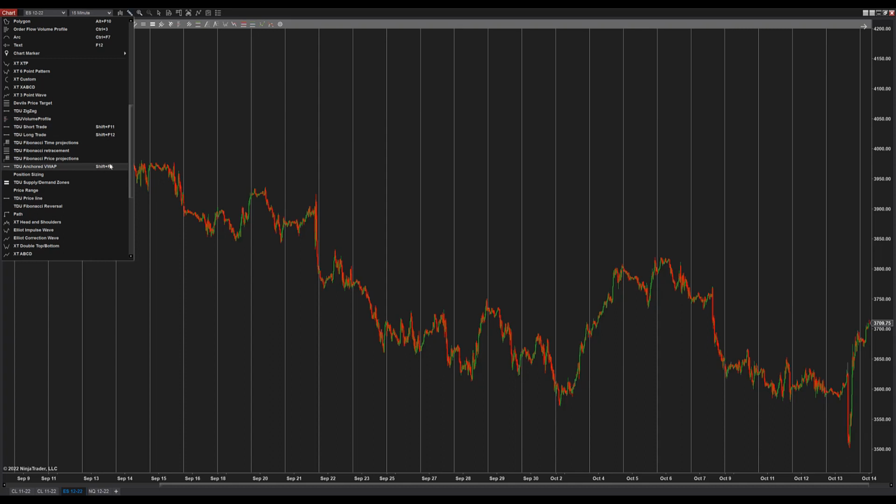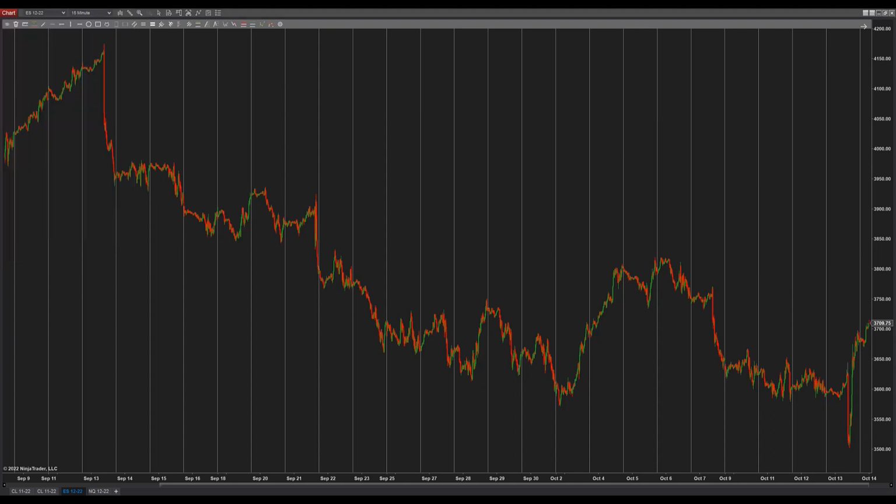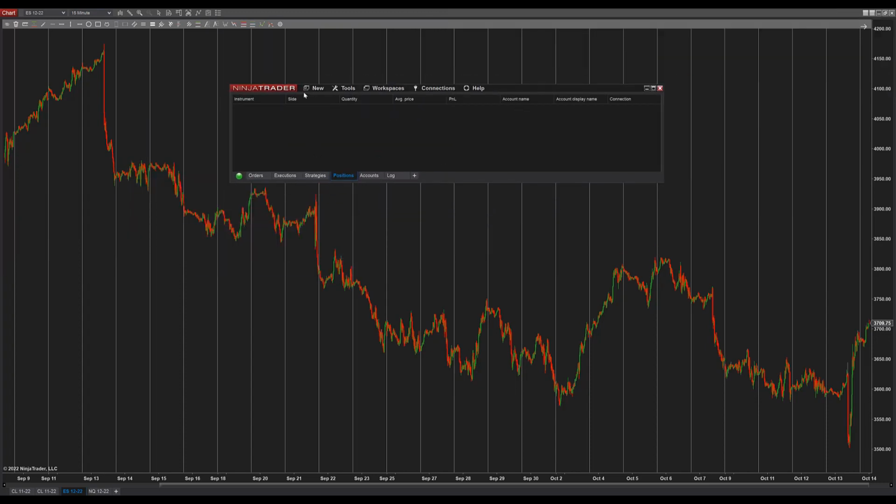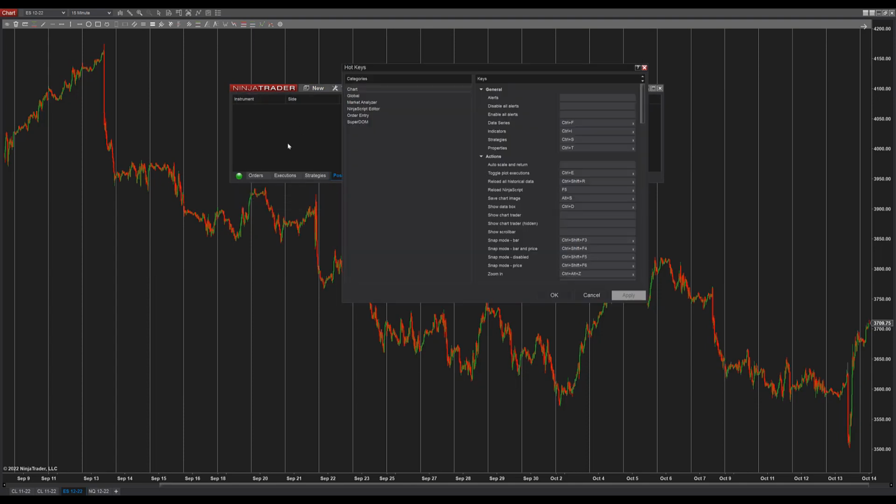I have set that myself. So if I go to tools and then I go to hotkeys, it's going to give me choices here of what I want to assign. So I've come down here in drawing tools and found anchored VWAP, and attached to it the function of Shift F7. I've created the hotkey of Shift F7.